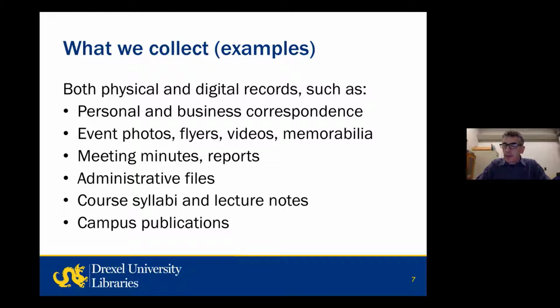Some examples of the kinds of things that we collect include both business and personal correspondence, such as letters, memos, postcards, emails. Materials documenting campus events, such as flyers, photographs, videos, and memorabilia. Meeting minutes and reports from bodies ranging from the University Board of Trustees to departmental committees to student groups. Administrative files, as well as subject files and research files. Course syllabi and lecture notes, and campus publications such as newsletters, magazines, and journals.